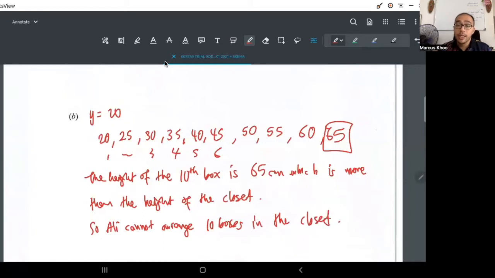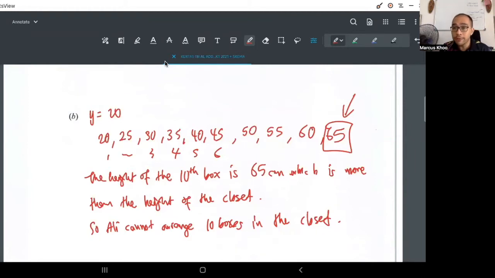Yes, there are other ways to answer this. You can always use arithmetic progression again if you want. But I find that thinking logically is very good. You know the height of the first one, and you know every box is going to add 5, add 5, add 5. So logically you just want to see whether the last one can fit into the height of 60. When we calculate, it cannot, because the last one's height is 65. So he cannot arrange 10 boxes in the closet. He can arrange 9, but he can't arrange 10 because the 10th one cannot fit. It's too big for the closet.